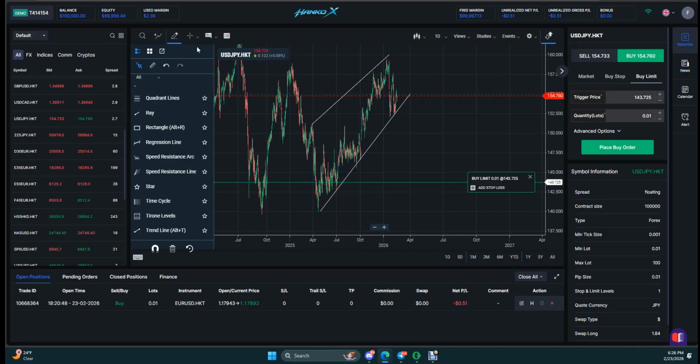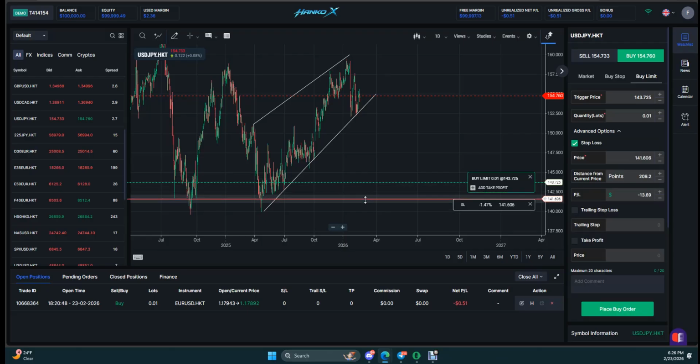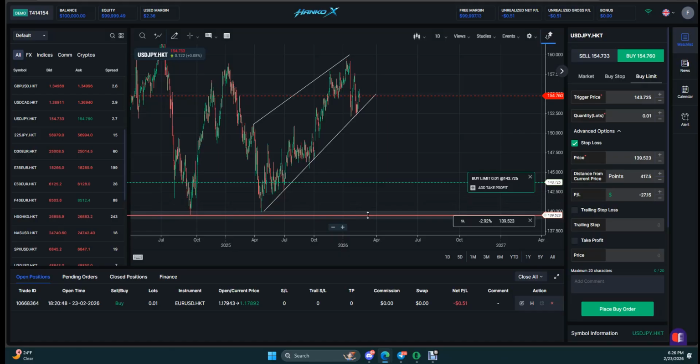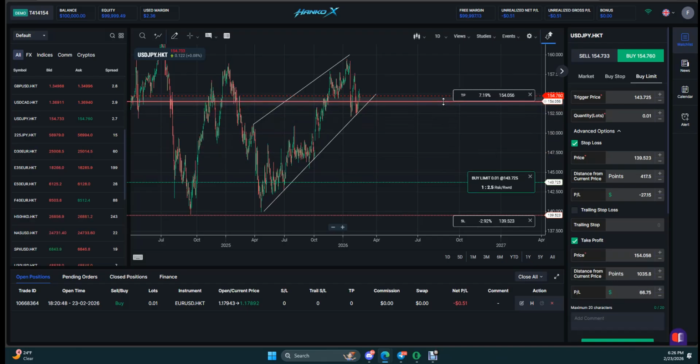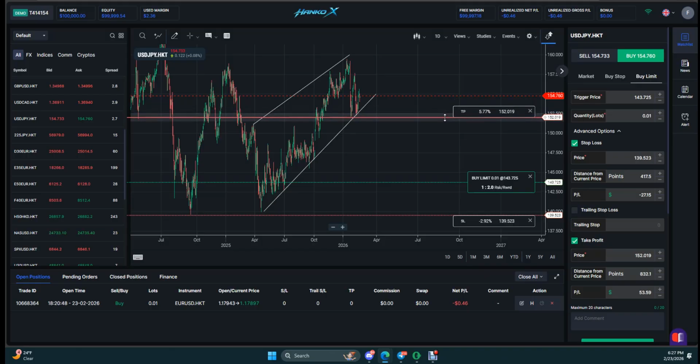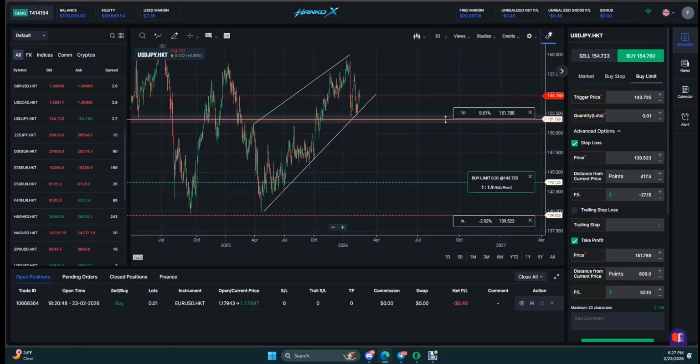We want to buy when it gets down to here, and then we can add our stop loss. We'll say our stop loss is going to go under here, right? And then we can add our take profit, whatever you got your take profit at, a 2 to 1 or whatever. So a 2 to 1 would be probably around here. I'll say about right up in there. That'd be almost about a 2 to 1, say right up in here. Okay, and then we'll just push buy.